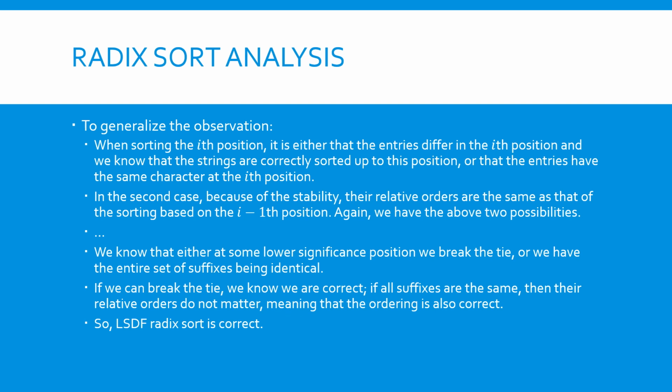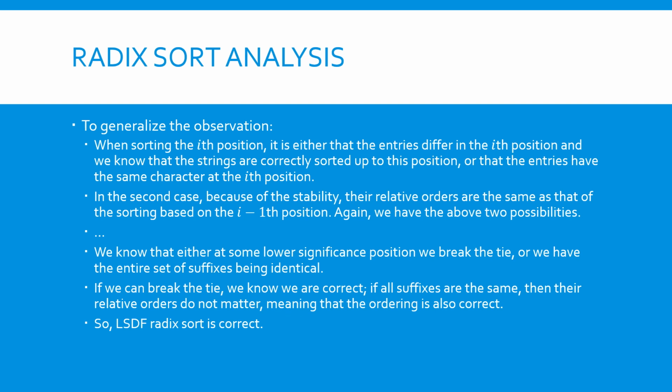To generalize, consider the result generated after sorting the ith position. Based on the correctness of the bucket sort, we know that elements with different characters in the ith position will be sorted correctly. In addition, we are also interested in seeing whether the elements with the same character in the ith position are also properly sorted. Based on the stability of bucket sort, we know that their relative orders are the same as those sorted based on the i+1th position. If the characters at the i+1th position are different, then their orders have already been resolved when sorting the i+1th position. Otherwise, we can look into the phase that sorts the i+2th position, and so on.